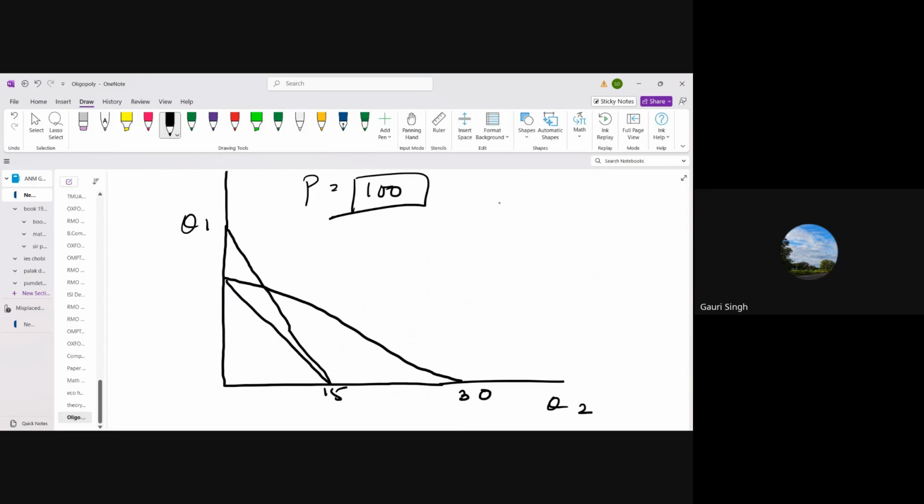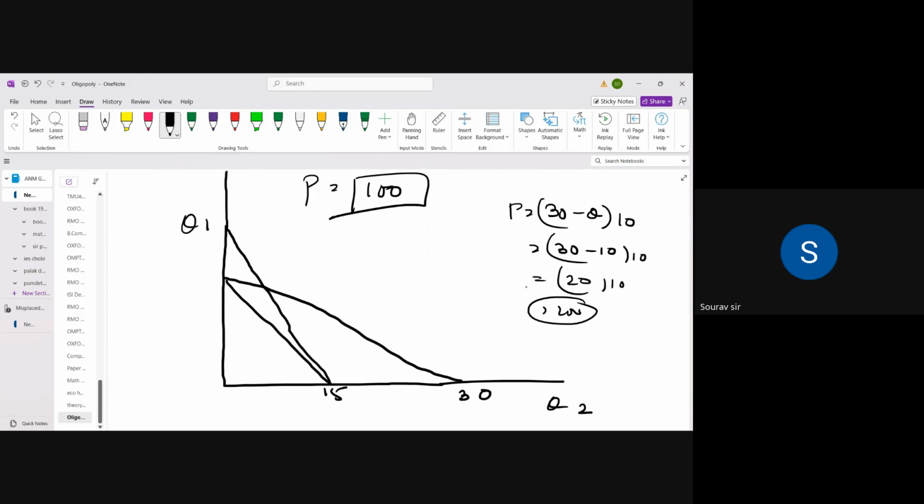30 minus Q is 10. No. P is your 30 minus Q. 30 minus 10, 20. 200. Correct. So each individual firm earns a profit of how much then? Two firms, so 100. Okay, understood. Why is it the same? Because it is linear. And you understand linear. Okay.